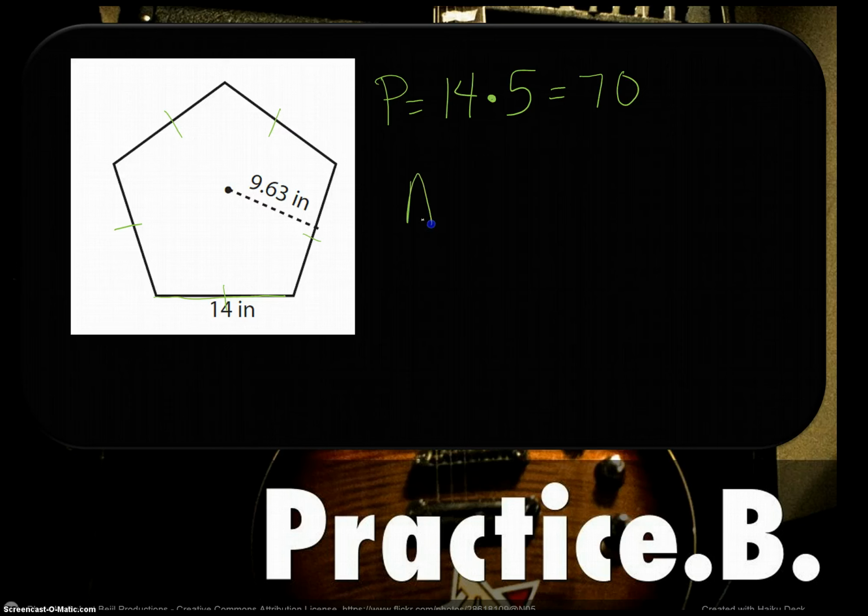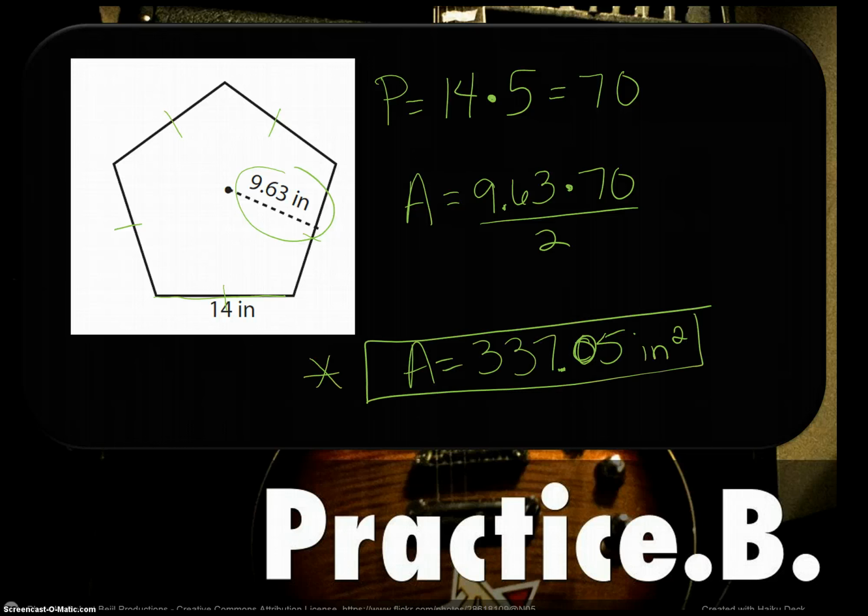Now then, if you wanted to find the area right away, you take the apothem of 9.63 inches, multiply that by 70, and divide it in half. Multiply by 0.5 or divide it by 2. So calculate and then label, please. Pause the video and replay when you're ready to go.